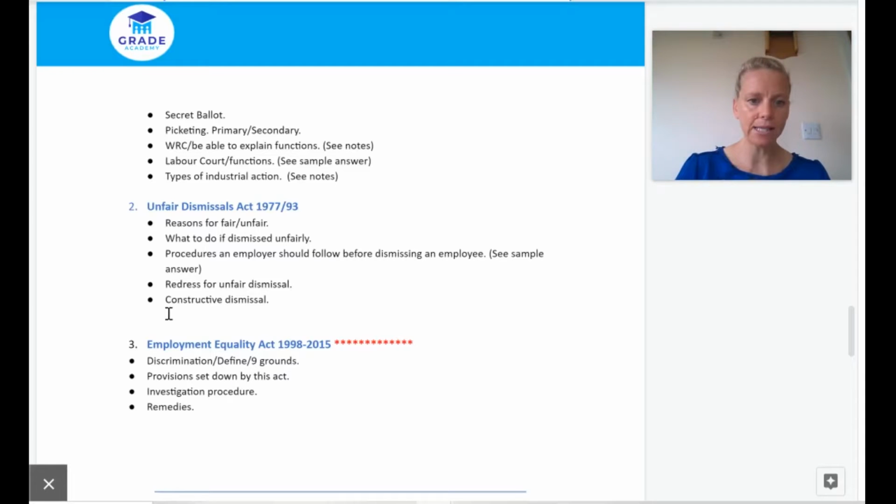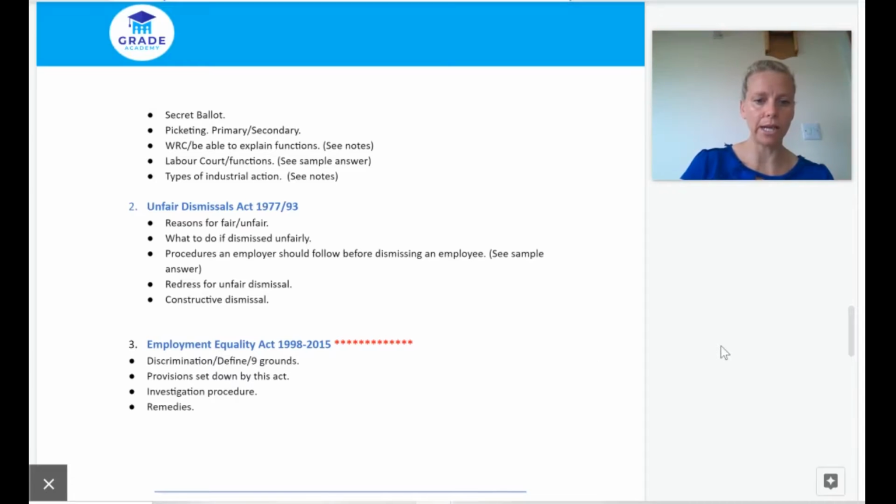And then our last topic there, and that is constructive dismissal. They also like to ask this one. The difference with constructive dismissal is that the employee leaves the job because their boss has made their life unbearable and they feel that they have to leave. But the burden of proof is on the employee to prove this. In other cases, the burden of proof is on the employer. In this case, it's on the employee. So that's our constructive dismissal.